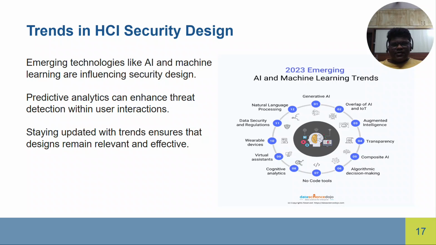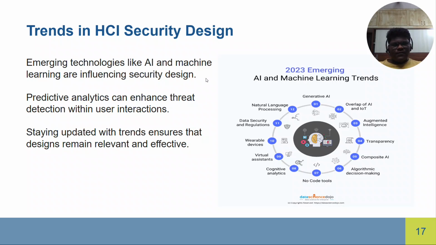Trends in HCI security design. Emerging technologies like AI and machine learning are influencing security design. Predictive analysis can enhance threat detection with user interactions. Staying updated with trends ensures the designs remain relevant and effective.